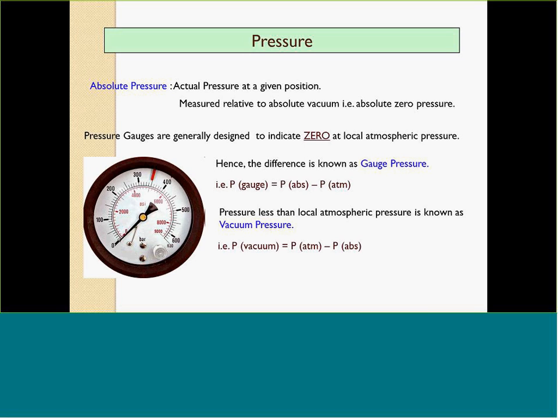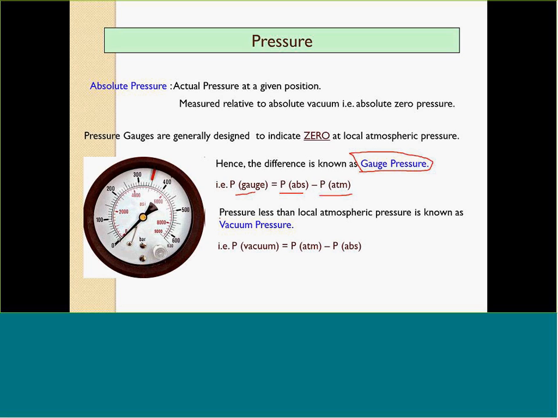So when you add air to tires, you normally fill up the amount of air in your tires. What you see on the pressure gauge normally indicates zero at the local atmospheric pressure. So the gauge pressure is actually the absolute pressure minus the atmospheric pressure. Then we have the pressure gauge reading.